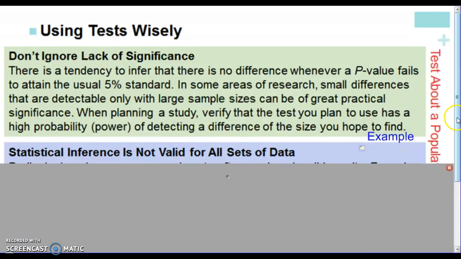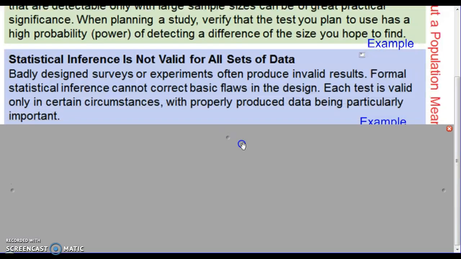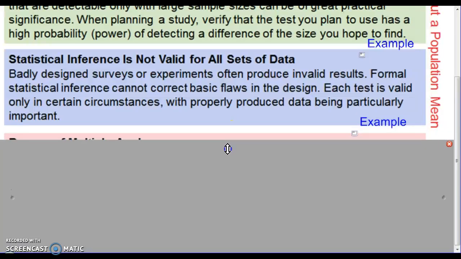Statistical inference is not valid for all sets of data. Badly designed surveys or experiments often produce invalid results. Formal statistical inference cannot correct for flaws in the design. Each test is valid only in certain circumstances, with properly produced data being particularly important.